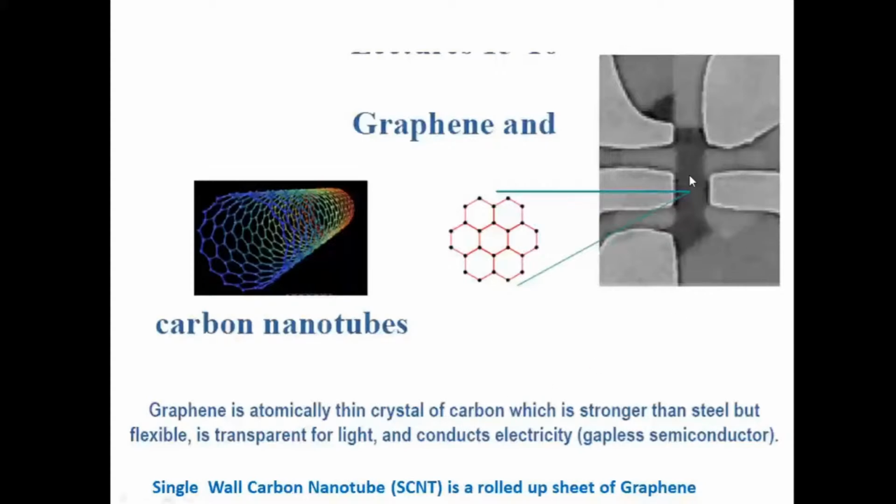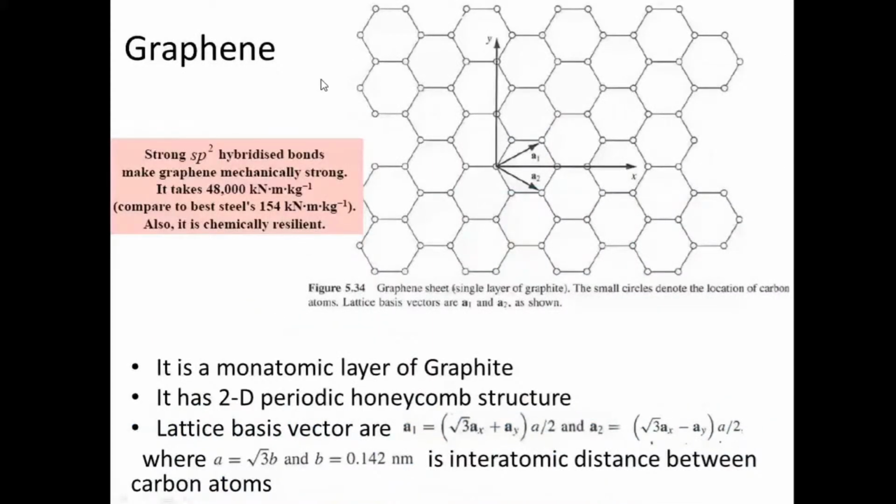In this image, the dark part is the graphene, and these are the contacts. Graphene has a honeycomb structure as shown in the image. A carbon nanotube is nothing else but a rolled up sheet of graphene, shown in this image. Graphene has a two-dimensional periodic honeycomb structure as shown here. It inherits all its good properties because of sp2 hybridization bonds.